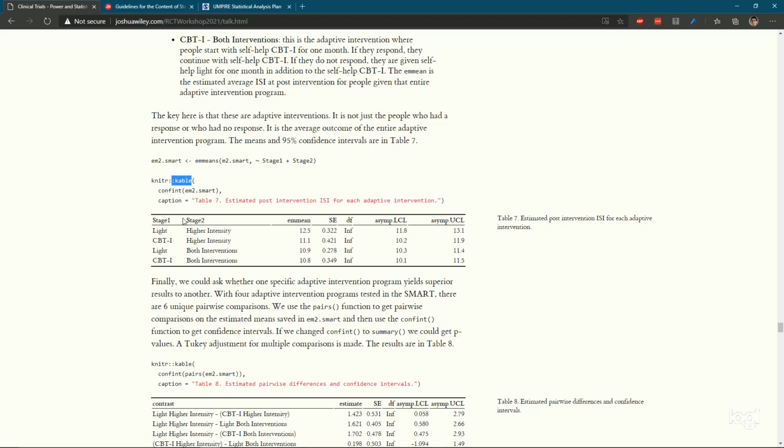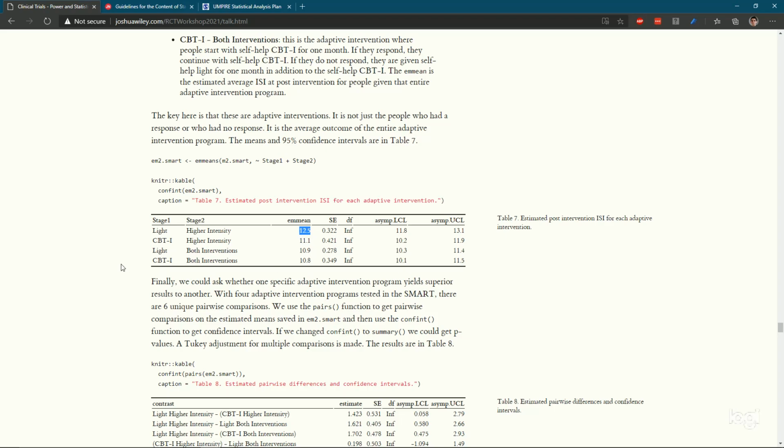And Cable gives us a nice little table for this. So here you can see these 4 different adaptive intervention programs and what their estimated adjusted post-intervention ISI mean is. We can see that if you started with light and then the adaptiveness of it was a higher intensity version of that, your estimated ISI at post is 12.5.